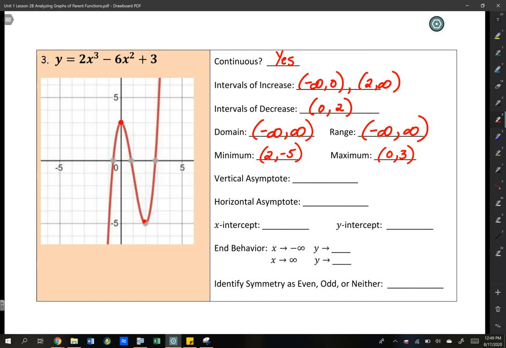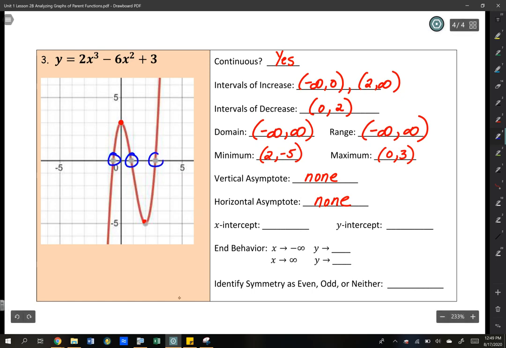A vertical asymptote, we do not have a rational function, so this would be none. Horizontal asymptote, none. We have a lot of x-intercepts there. We have 3.